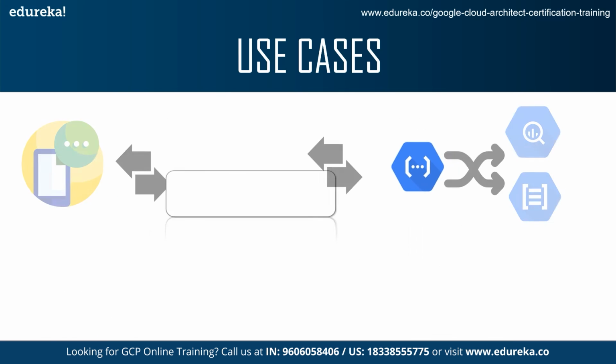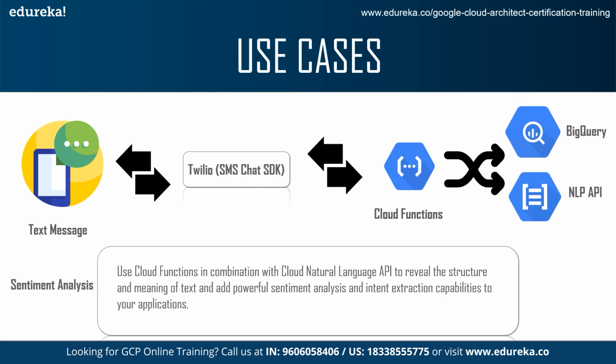And finally, we talk about sentiment analysis. Sentiment analysis is understanding the requirements or the behavior of the user in general. Here we see a text message, and with that text message we use Twilio, which is a chat SDK. With Cloud Functions, BigQuery and NLP, it adds sentiment analysis and intent extraction capabilities to your application. There is a lot of natural language processing involved here, with an integration with BigQuery and the NLP API as well.